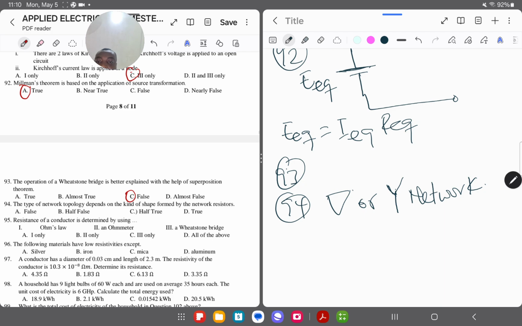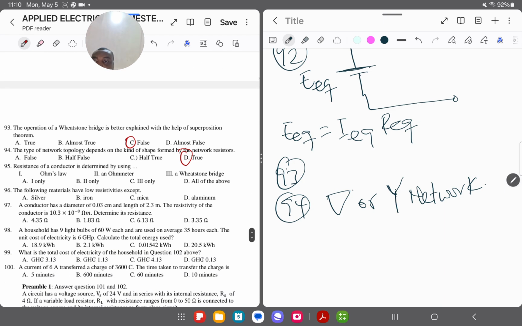So you can see here the topology depends on the kind of shape formed by the network. If you arrange the resistors in a delta shape, we call it a delta network. If you arrange the resistors in a Y shape, we call it a Y network. So the answer here is True. So here is D.